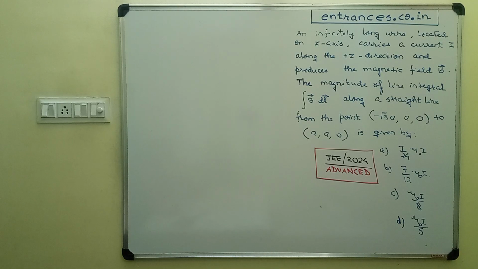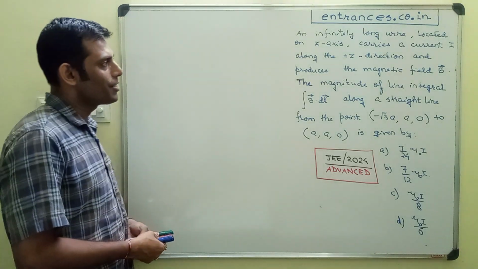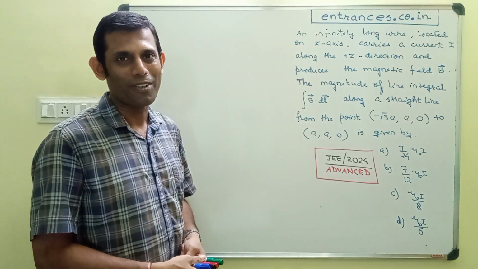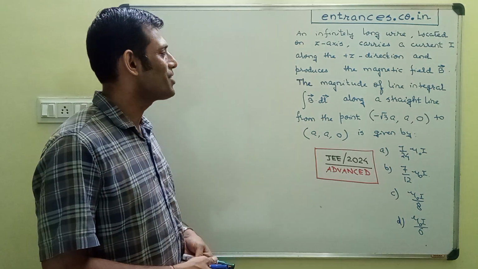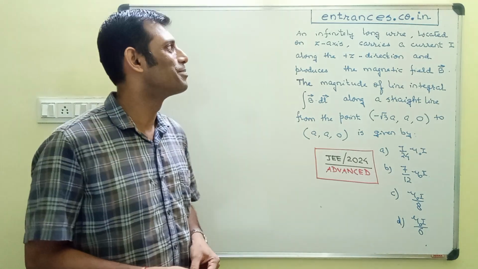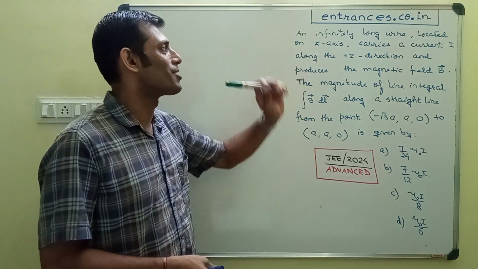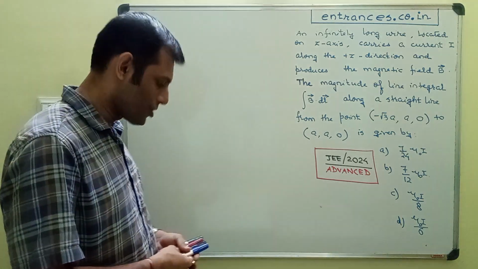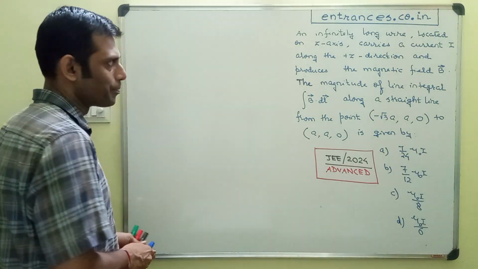This is a question from JEE Advanced 2024 and is of the topic magnetic fields, one of the amazing topics. The question says an infinitely long wire, located on the z axis, carrying a current I. Now, let's start off with the diagram.